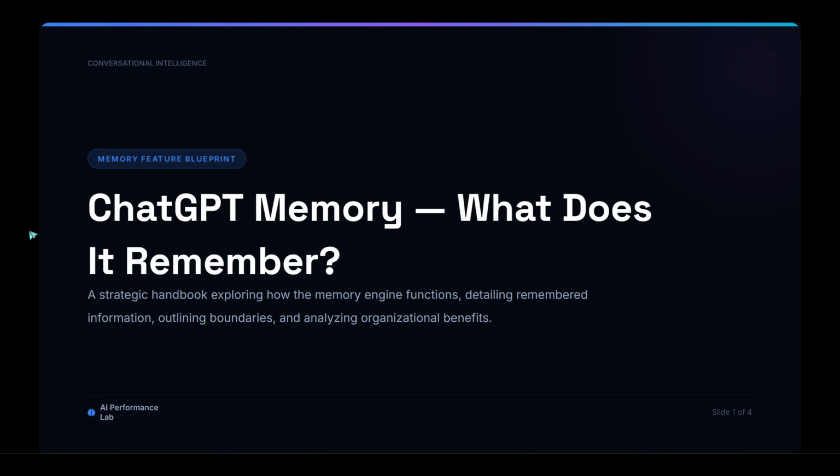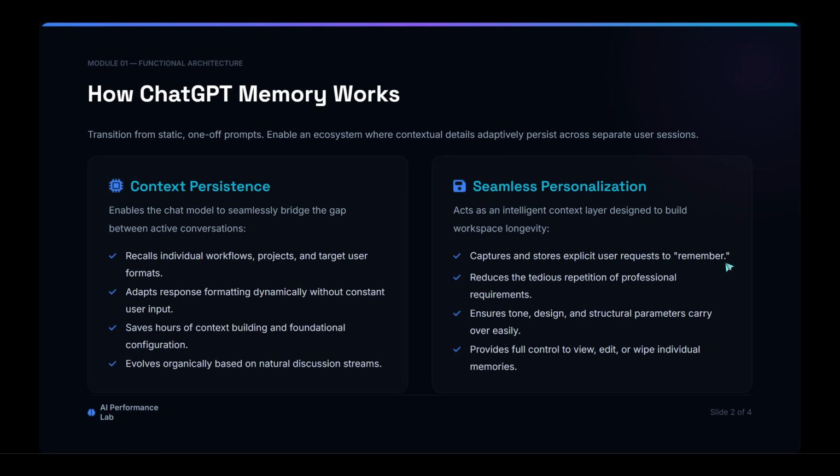What does ChatGPT remember? ChatGPT's memory feature is designed to make your conversations feel smoother, more personal, and more consistent over time. When memory is enabled, it can hold on to useful details you've shared so you don't have to repeat them in every chat. Think of it like a running context that lives across conversations. Your preferences, your style, and your ongoing instructions can carry forward, helping ChatGPT tailor its responses to fit you better.